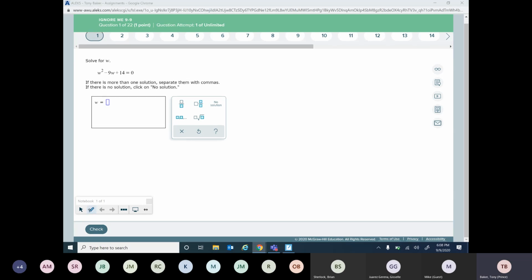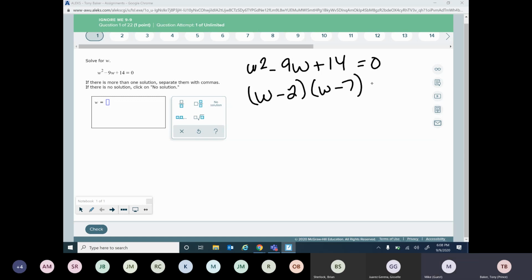So if we look at this one, we're going to look at factoring. We've got w squared minus 9w plus 14 equals 0. So we're looking for two numbers that multiply to 14 and add to negative 9. So in this case, I've got 2 and 7, and they're both going to be negative, because the negative 2 and the negative 7 will be the negative 9.